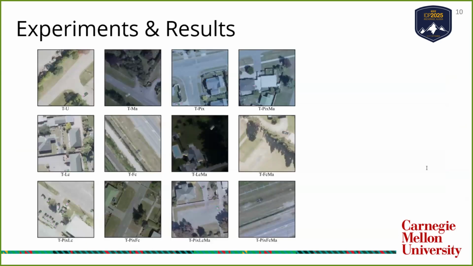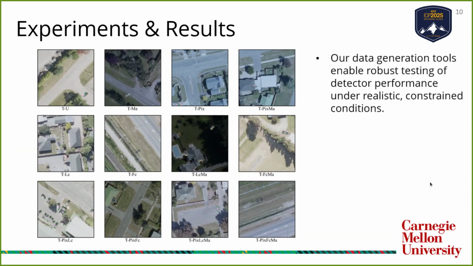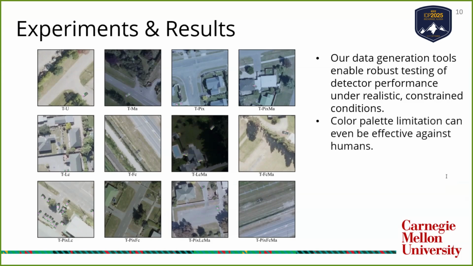On this slide, we show examples of images with camouflaged vehicles rendered into realistic aerial scenes. These examples illustrate the quality and diversity of the data generated by our pipeline. By simulating different environments and applying practical constraints, we enable robust evaluation of vehicle detectors under realistic conditions. We also found that some constrained textures, particularly those with limited color palettes, can still reduce vehicle visibility, even to human observers. This suggests that certain constraints, while restrictive, don't necessarily eliminate the adversarial effect.